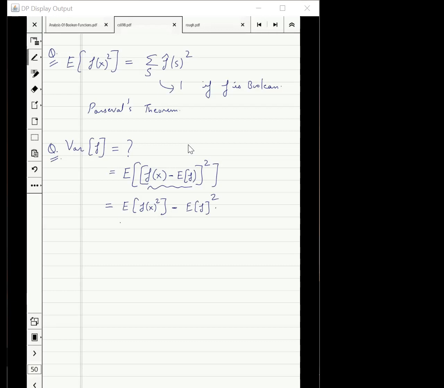Okay. Now, what is this quantity? Summation of f hat square. Right, this is Parseval's theorem. And what is expectation of f square? f hat phi square. Exactly. This is something which we saw. Expectation of f is f hat phi, so this is f hat phi square. This is summation over all S such that S is not phi.